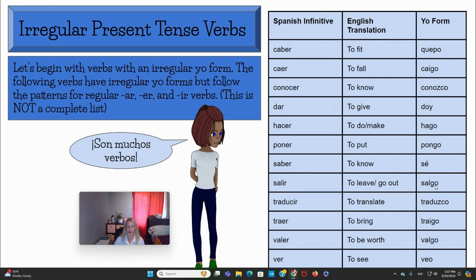Salir, to leave or go out, yo form salgo. Traducir, to translate, traduzco in the yo form. Traer, to bring, yo form traigo. Valer, to be worth, yo form valgo. Ver, to see, yo form veo. So it's just the yo form that's different. Otherwise, you'll just go ahead and follow the same regular conjugation pattern in the other forms.